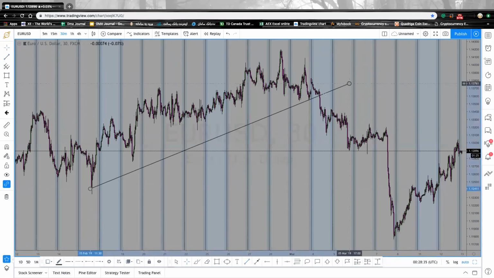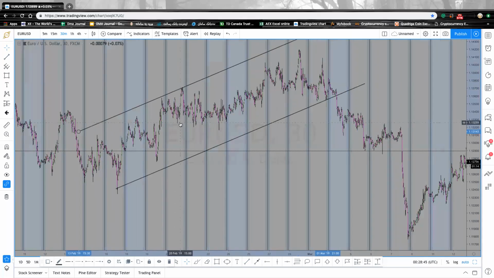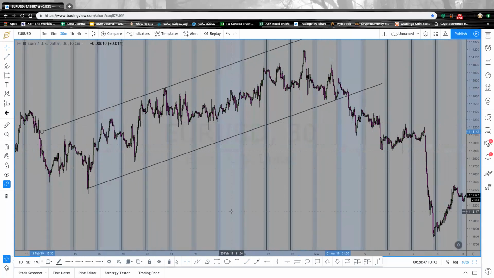So that's an uptrend being created for 2 weeks, whereas the induction trend is right here. They form these lower lows.